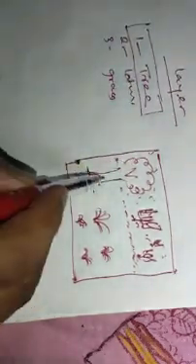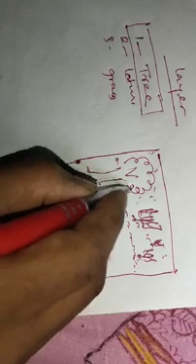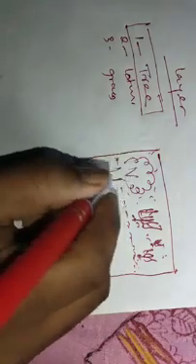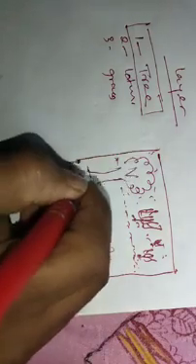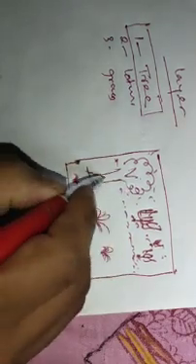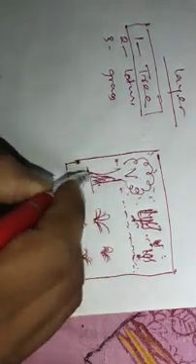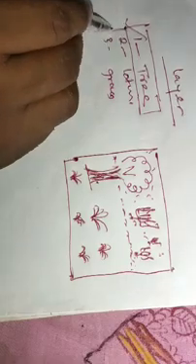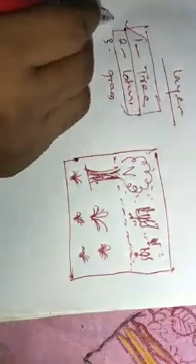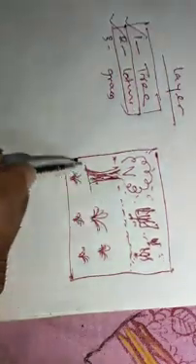Suppose in layer 1 the tree is there. If I want to edit this tree, suppose I want to give it color or make that tree bright, I have to select only layer 1. If I'm editing the lotus, then I will select layer 2. If I'm editing the grass, I will select layer 3.